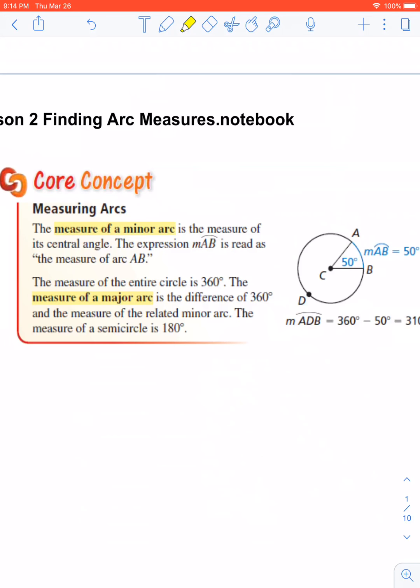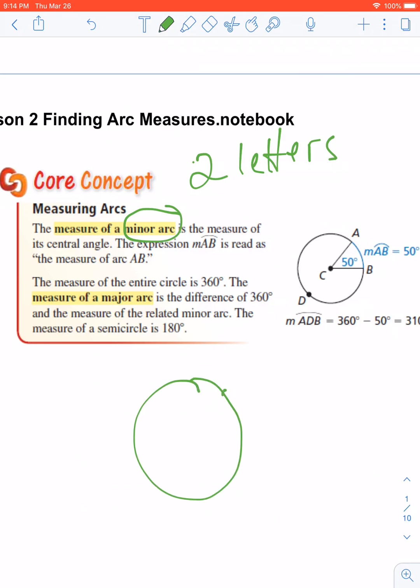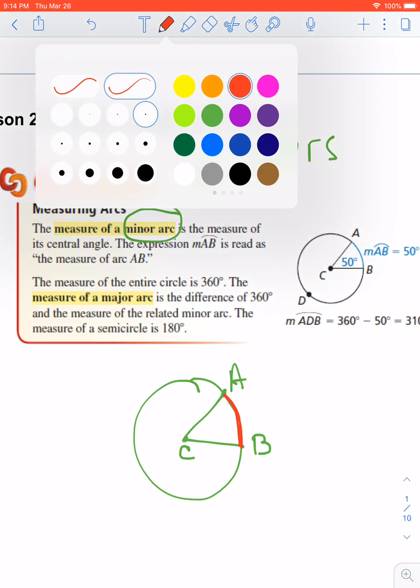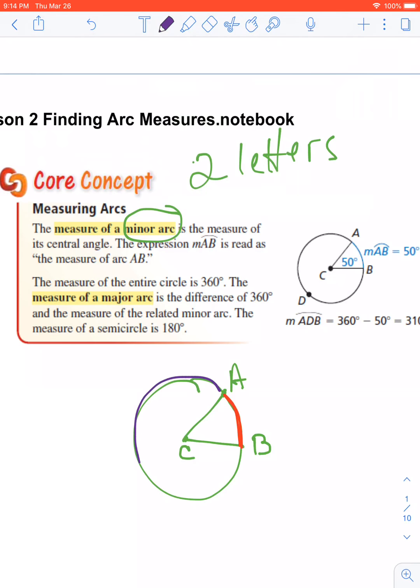When you name a minor arc, this is important: a minor arc is always named with 2 letters. This is important because if I look at a circle with center C, and this is A and B, how do you know if you want to talk about this arc, or this arc? Well, a minor arc is always less than 180 degrees, so it's always the small one. It's minor. It should have 2 letters.